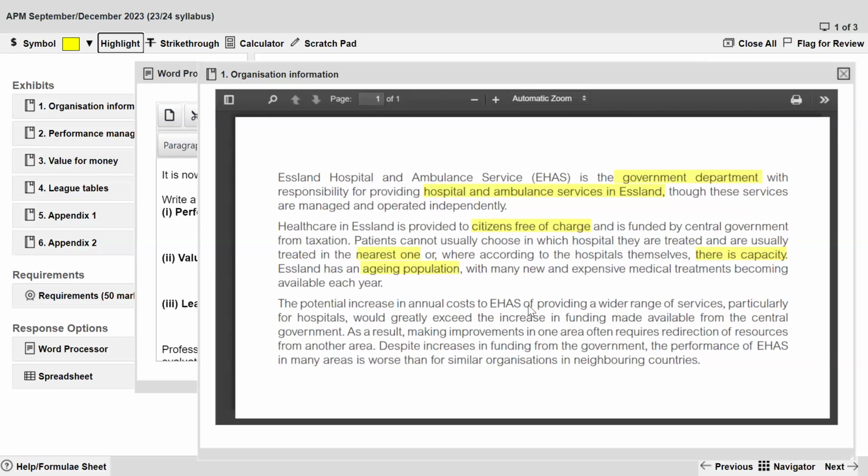The potential increase in annual cost to EHAS of providing wide range of services, particularly for hospitals, would greatly exceed the increase in funding made available from central government. As a result, making improvements in one area often requires redirection of resources from another area. Despite increases in funding, performance of EHAS in many areas is worse than for the similar organizations in the neighboring countries.